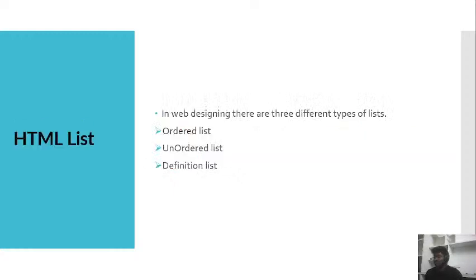And then we discussed the HTML list. We have three different types of lists, that is ordered list, unordered list, and the definition list.